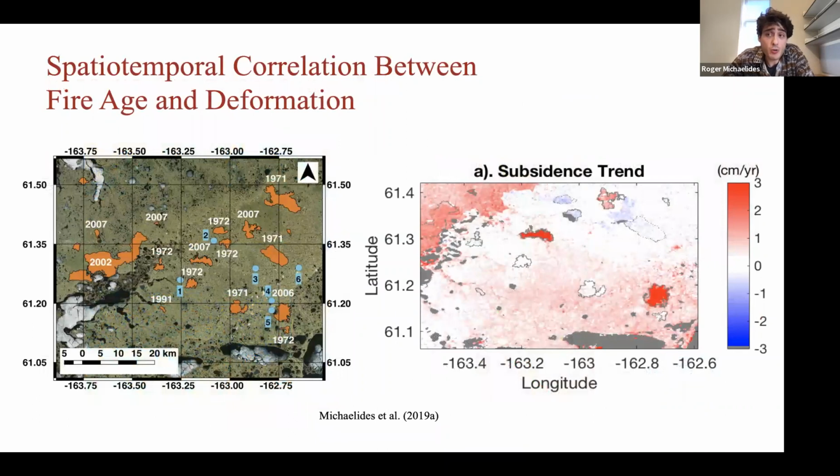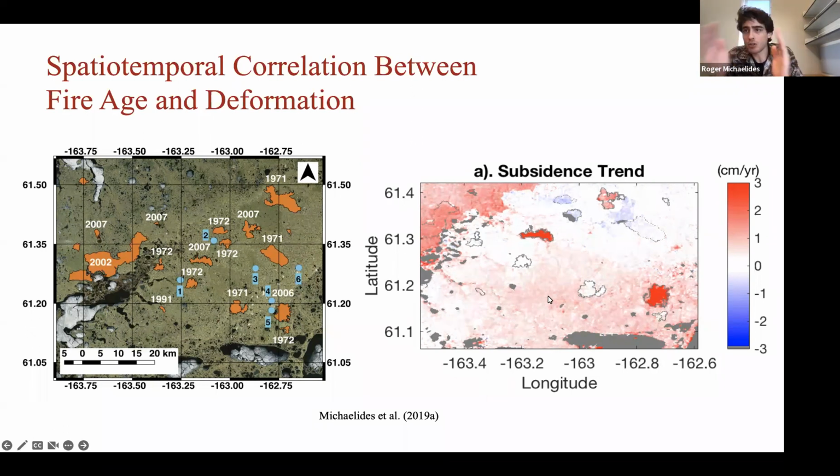Now, if we look at the interannual trends, which are those long-term linear trends, we're seeing a more compelling signature. At right here is that subsidence trend, that slope of the linear model. And we now notice a much stronger spatiotemporal correlation between subsidence trend and fire scar, particularly if we look at the time since burn. In the most recent fires, like this 2007 and 2006 fire, we see elevated trends at about 3 centimeters per year. So this means that the active layer is thawing out an additional 3 centimeters per year. So that active layer is deepening, in other words.